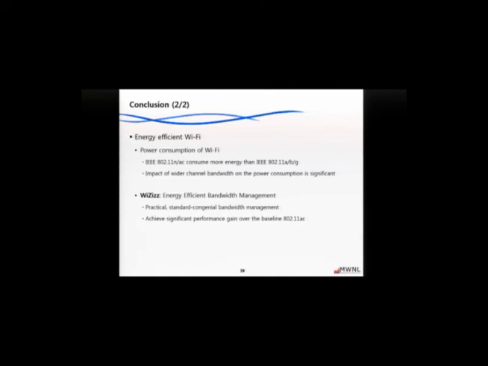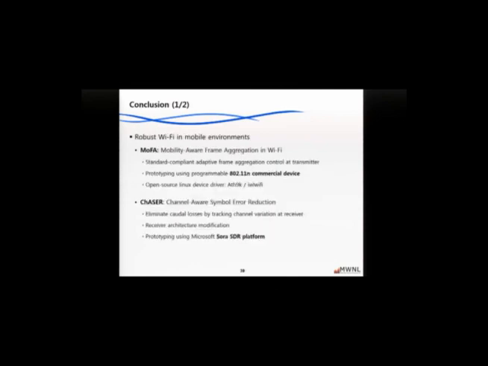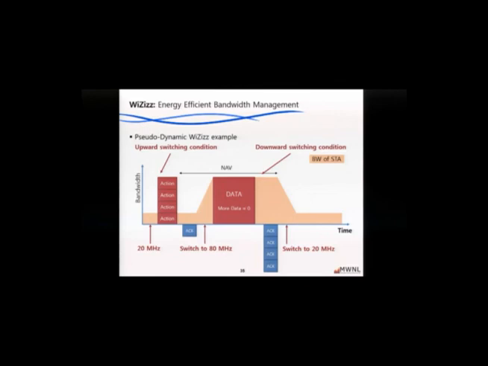The blue curve represents the performance of the baseline, staying with 80 megahertz, and the red curve represents the performance of WiZizz. We observed that basically 25% energy saving is possible. And if you take a look at this one, it is with multiple nodes. As the number of stations or receivers increases, this shows the power consumption. In here, what we see is the performance gap between baseline and WiZizz increases as the number of stations increases.